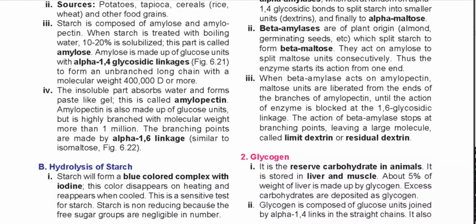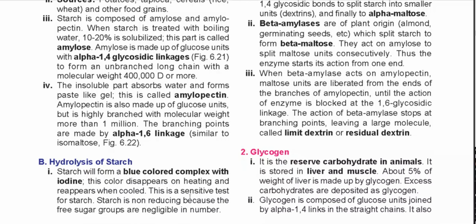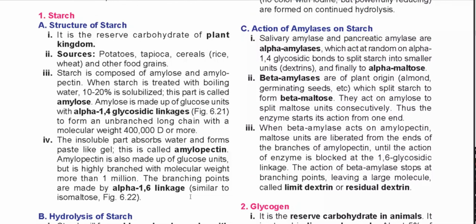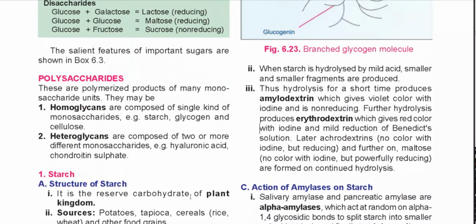Starch is non-reducing because the free sugar groups are negligible in number. When starch is hydrolyzed with mild acid, smaller fragments are produced. Hydrolysis for a short time produces amylodextrin, which gives a violet color with iodine and is non-reducing. Further hydrolysis produces erythrodextrin, which gives a red color with iodine and a mild reduction in Benedict's solution. So these are the structural differences among starch, amylodextrin, and erythrodextrin.